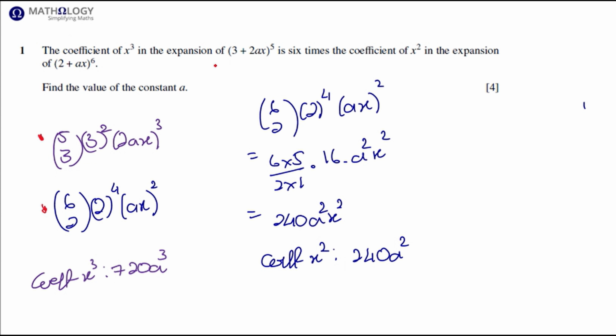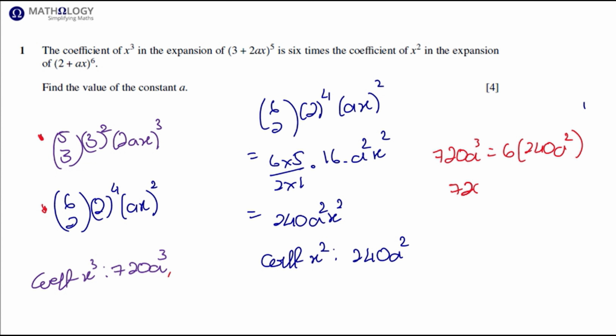Now they are telling us that the coefficient of x cubed, which is 720a cubed, is 6 times the coefficient of x squared, which is 240a squared. So in other words, 720a cubed equals 6 times 240a squared.